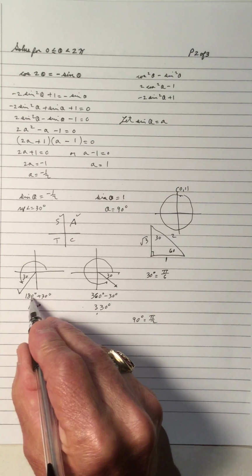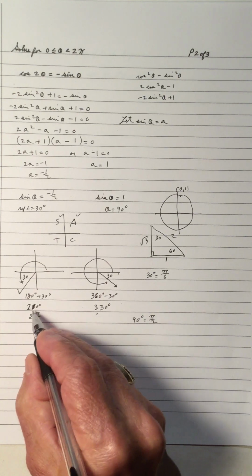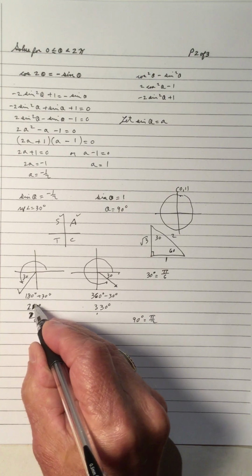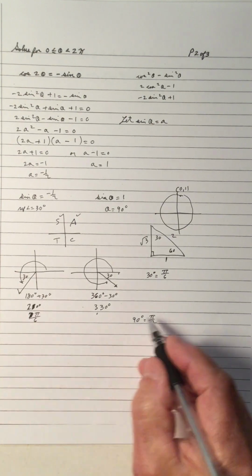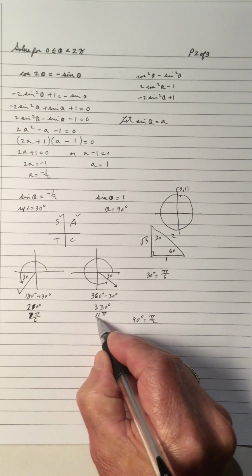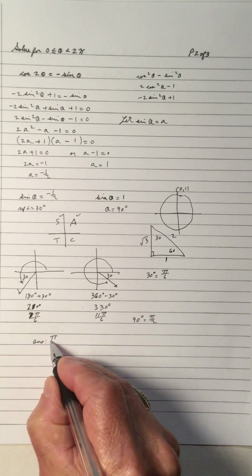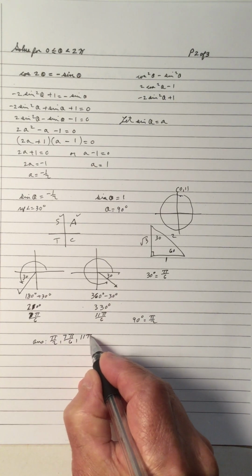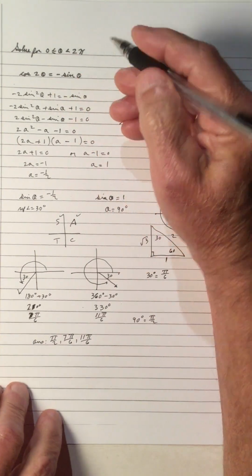So I said 150. Huh? Now, just think about that. Why did I put 150 there? Just notice the error. 180 has 6 thirties, and there are 7 thirties in 210. So that's 7 pi over 6. And 330 has 11 thirties, so that's 11 pi over 6. So the answer is pi over 2, 7 pi over 6, and 11 pi over 6. That's all the angles that will satisfy this equation.